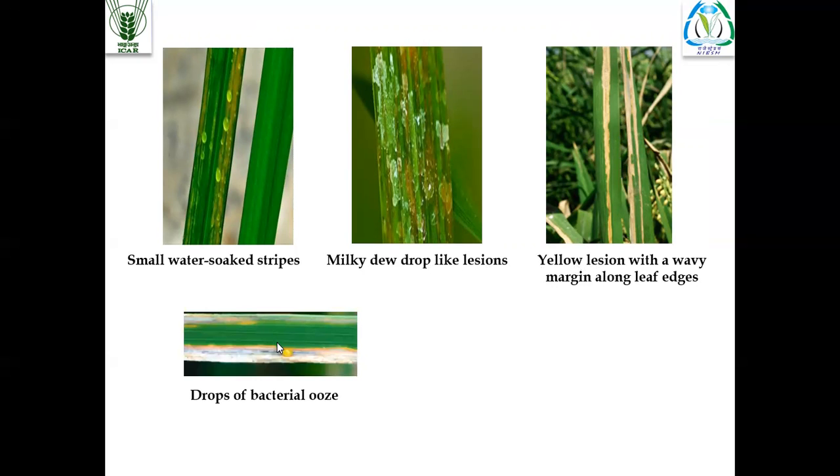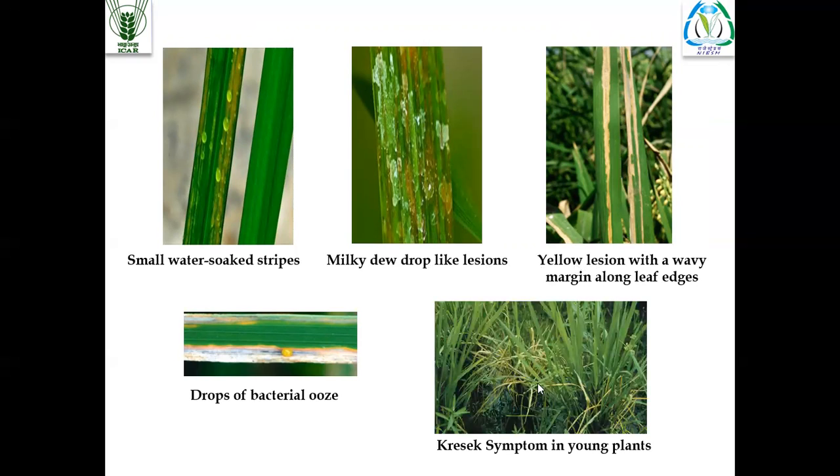In young lesions, drops of bacterial ooze out early in the morning. Kresek is the symptom which occurs only in systemic infection in young plants and during tillering stages. In these, leaves of infected plants wilt, roll up, turn gradually from green to yellow to white, and then the entire plant finally dies, leading to yield loss up to 50%.